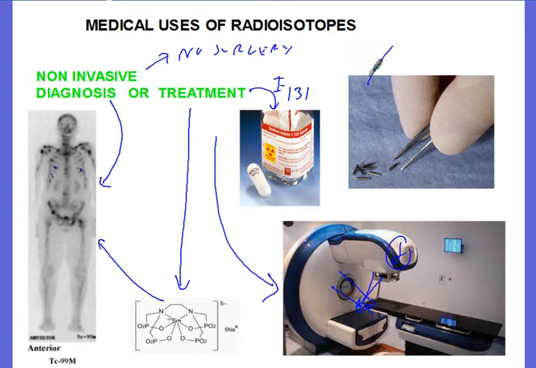Another use for cobalt-60 in particular is brachytherapy. What that is, they put these little tiny fine needles inside your body. Each of these needles contains cobalt-60, and they can put them at the side of the tumour, and that cobalt-60 emits its beta and gamma radiation, therefore killing the tumour.